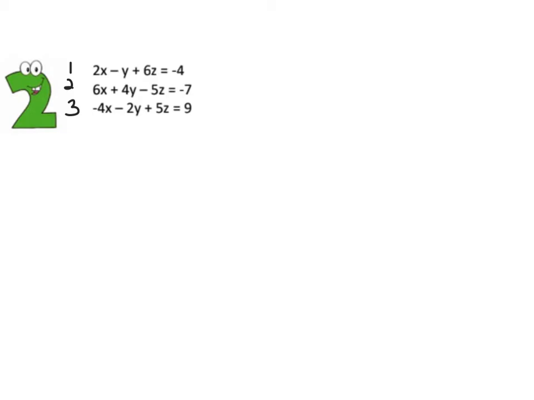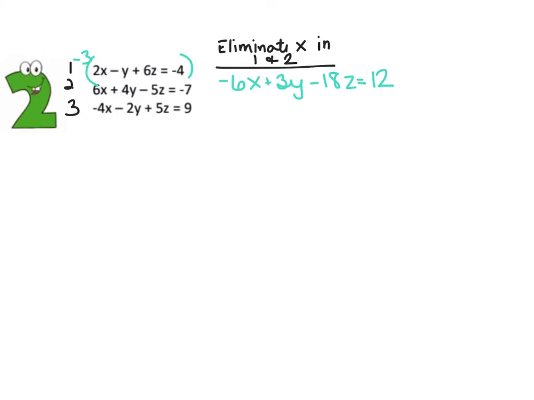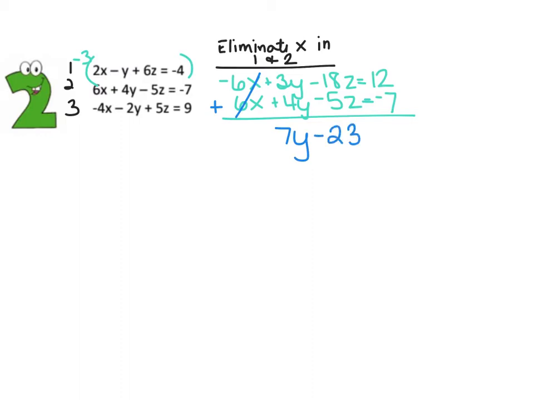And this time I'm just going to do something different. I'm going to choose to eliminate my x's in 1 and 2. So to do that, if I multiply the top equation by -3, it would create a pair of opposites. There's my new equation, and if I just copy my second equation, and now I will stack and add. And let's see, when I do that, my x's are eliminated, and I get 7y minus 23z equals 5.